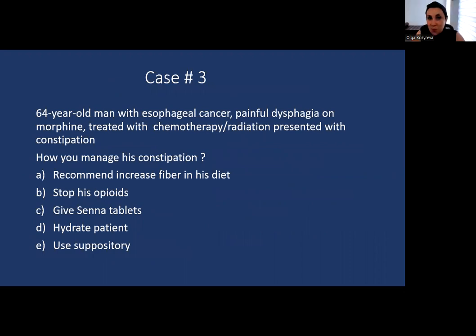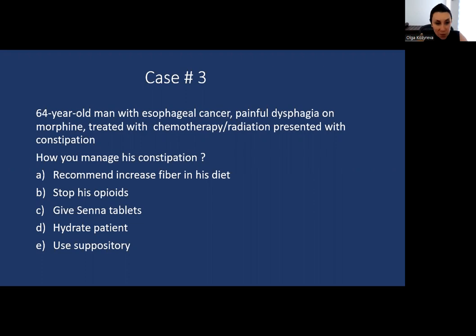So let's move to case 3. I have a 64-year-old man with esophageal cancer who is currently treated with chemotherapy and radiation. He has a pretty painful dysphagia and is barely able to swallow. He is on morphine for this, and he presented with severe constipation. So how would we manage his constipation?